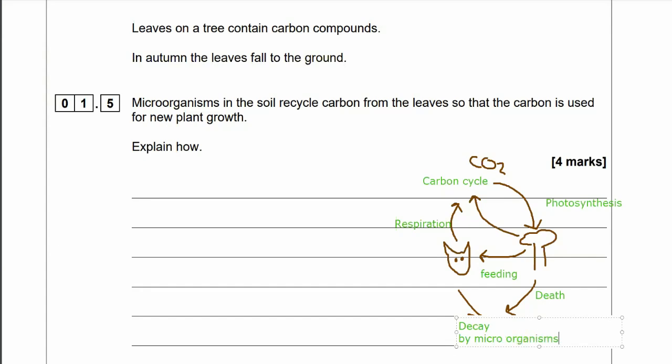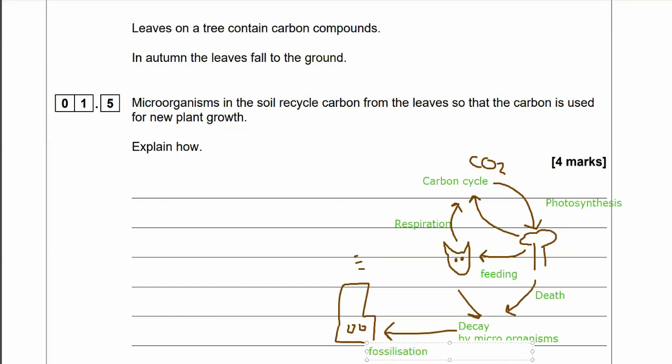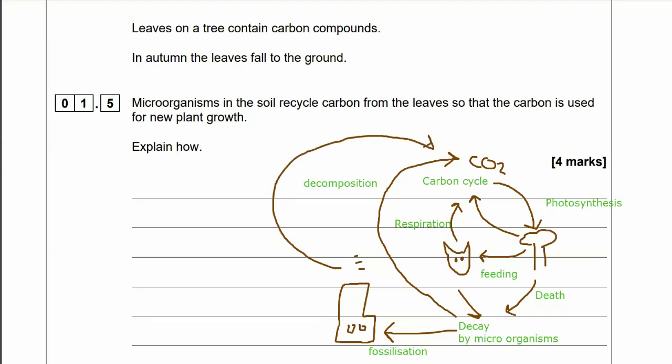Now, for a separate mark, decay is done by microorganisms, bacteria, fungi, or decomposers, they can be called. They can turn dead things into fossil fuels in a process called fossilization, a little bit outside the spec. They also more commonly and far more quickly, it doesn't take millions of years, can do decomposition, where they break down organic matter and release carbon dioxide. And again, as we said, the fossil fuels can be burnt in a process called combustion with oxygen, and that produces carbon dioxide as well.